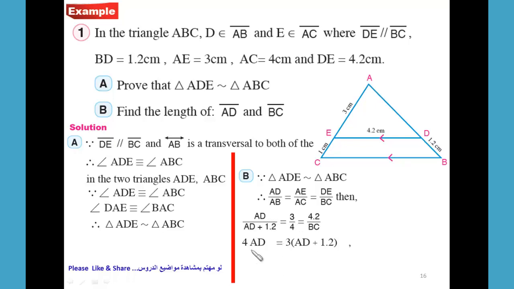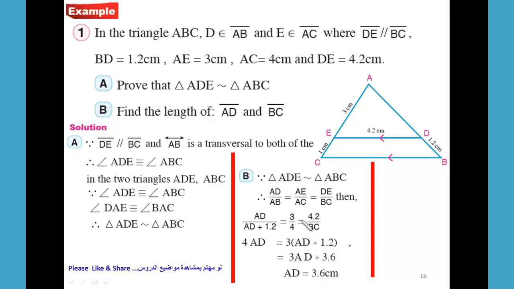1.2. 4 multiply AD equals 3 multiply AD plus 1.2, equals 3 multiply AD, 3 AD. 3 multiply 1.2 equals 3.6, and 4 AD minus 3 AD equals AD equals 3.6, and this is the first required. The length of line segment AD equals 3.6, and we use the second proportional.